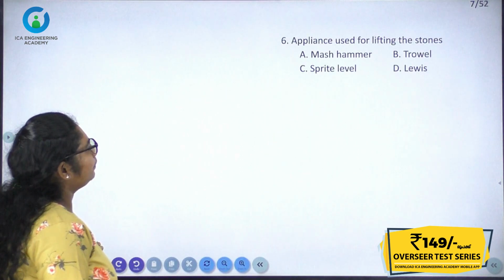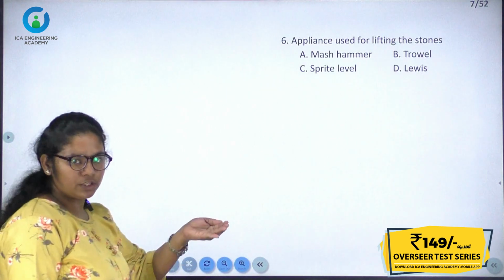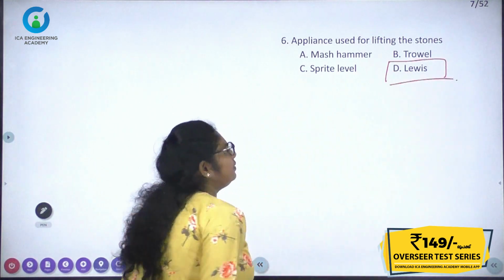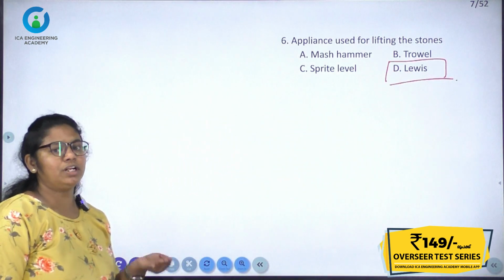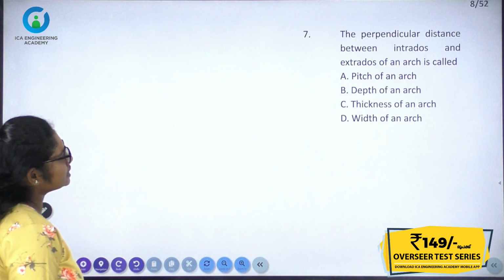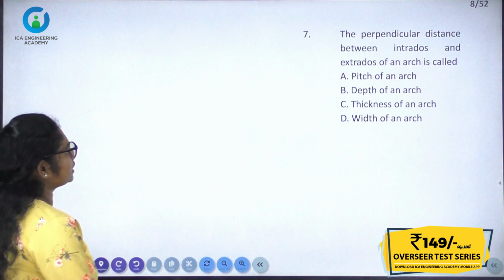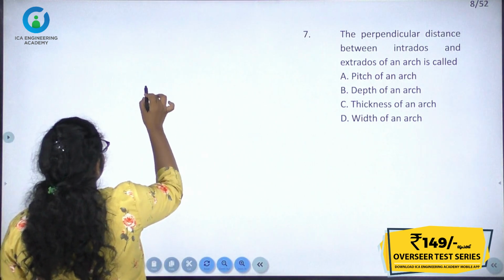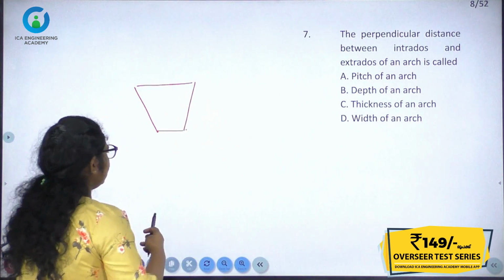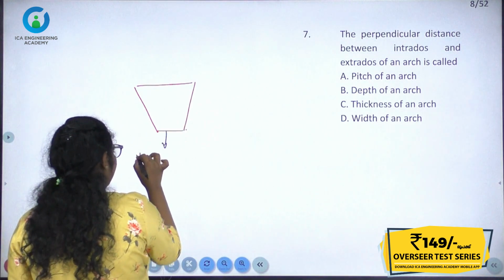Next, the appliance used for lifting the stones is called a lewis. The lewis is used for lifting the stones. Next, the perpendicular distance between the intrados and extrados of an arc. What is meant by this? This is called the intrados.